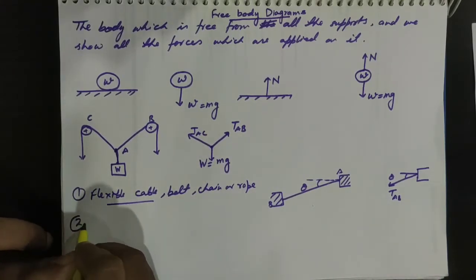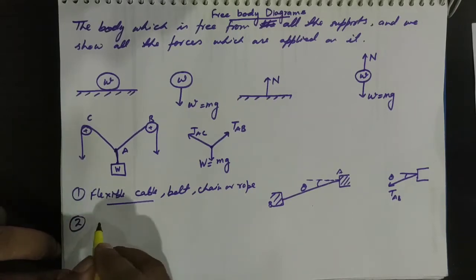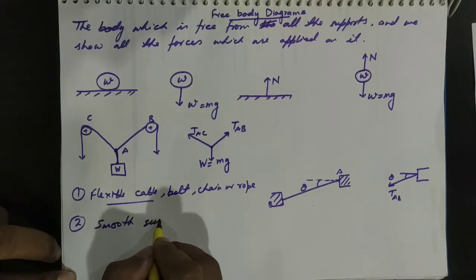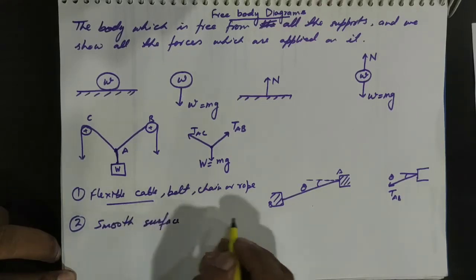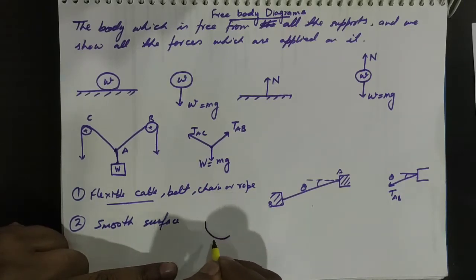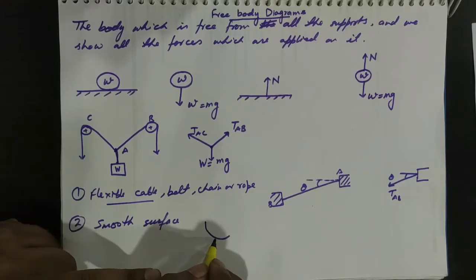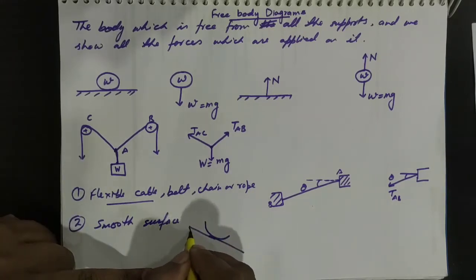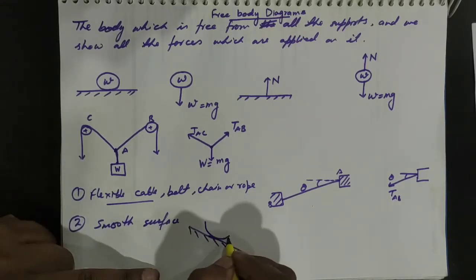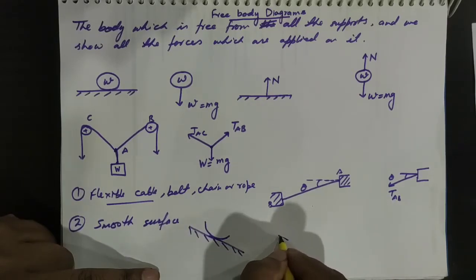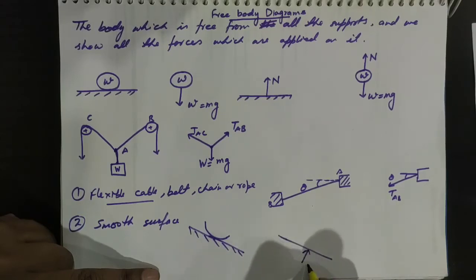Number 2, a smooth surface. Like we are having a body like this, which rests on that smooth surface. So the normal reaction on that smooth surface for this body will be like this.